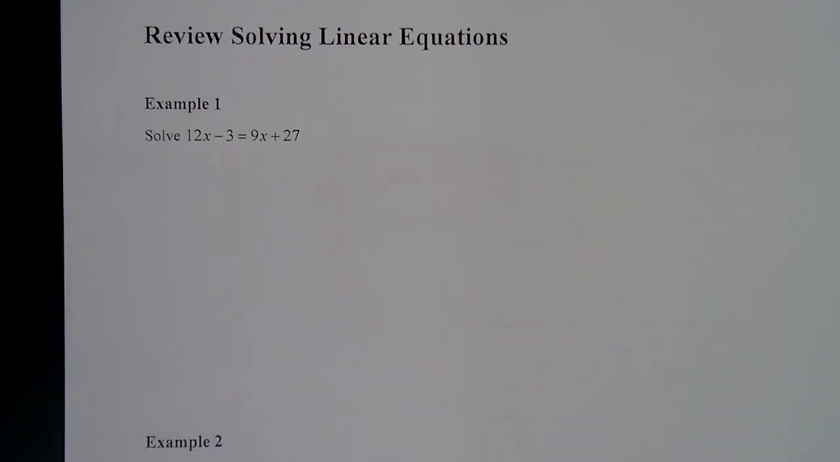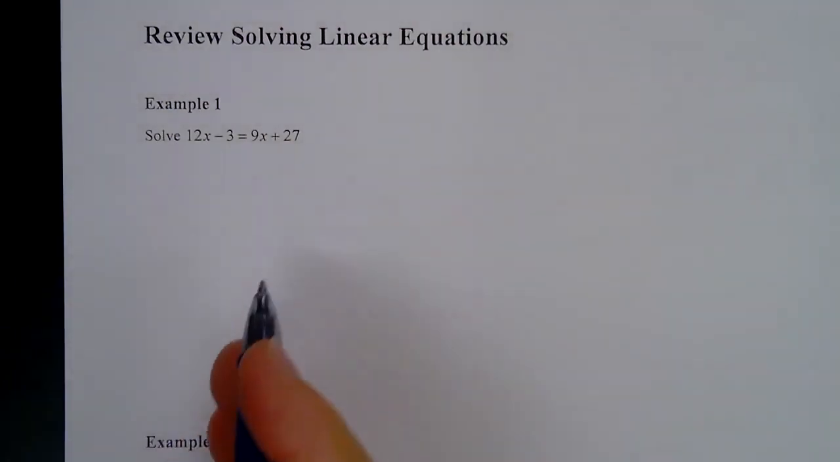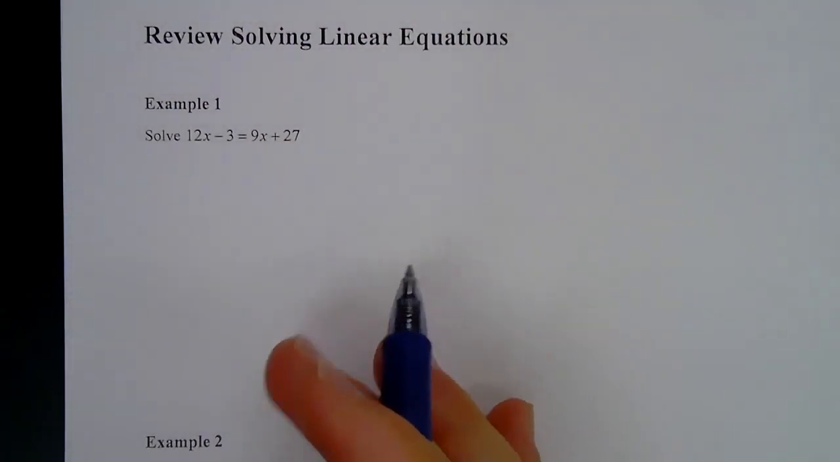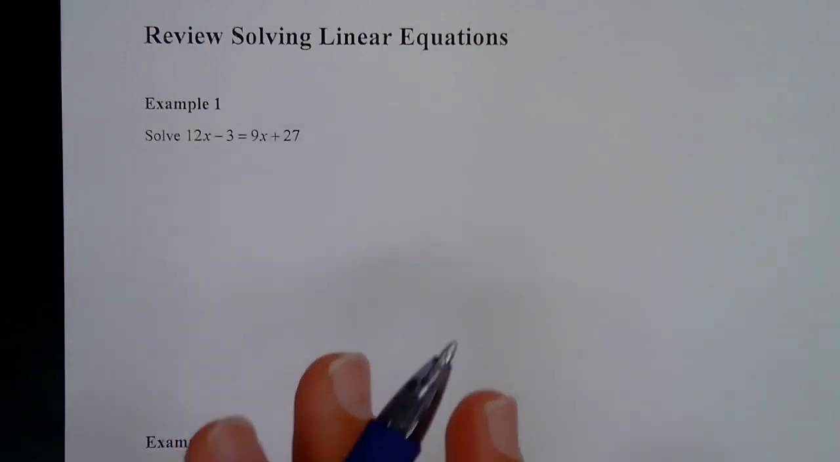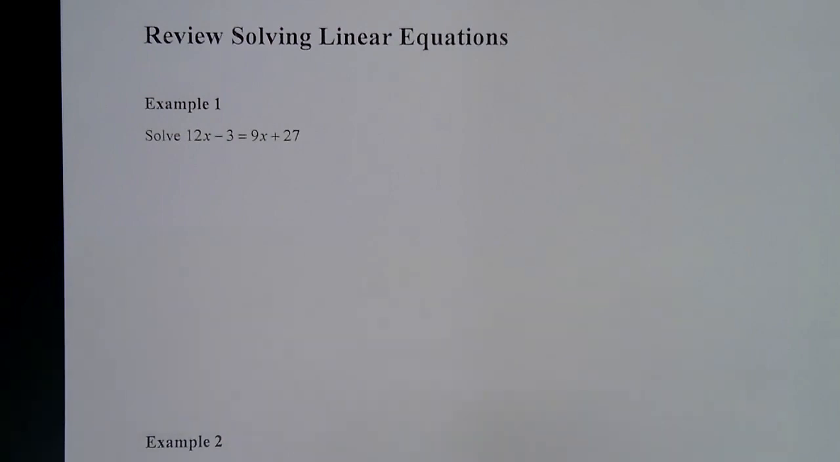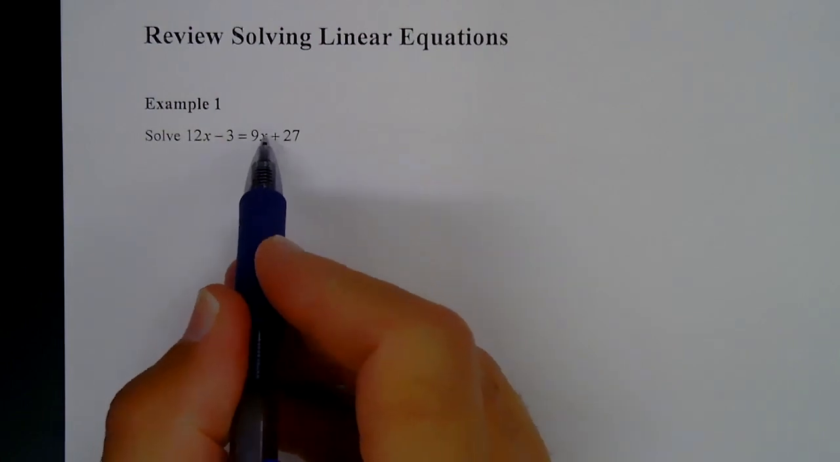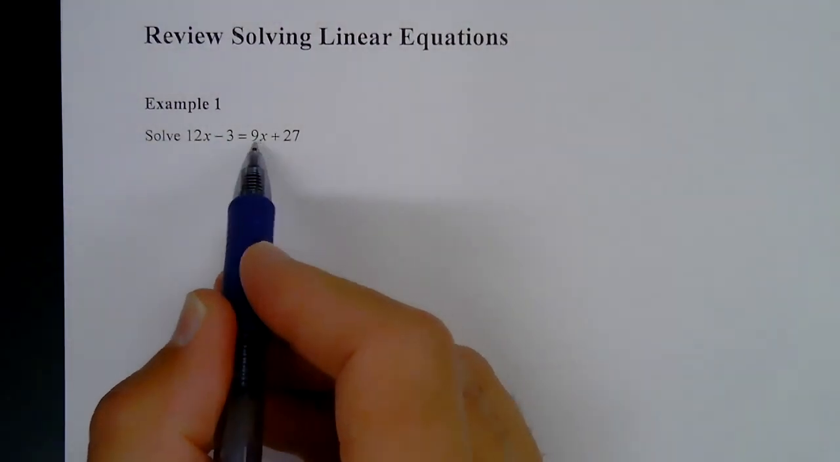All right, so in this case, we have 12x minus 3 is equal to 9x plus 27. And whatever we do to one side, you have to do to the other side, okay, to keep it balanced, to keep it equal. So I always like to, if possible, move all my x's to the left side. Okay, you probably do too, okay? So what we want to do here, this is a positive 9x, so we're going to remove the 9x from both sides.